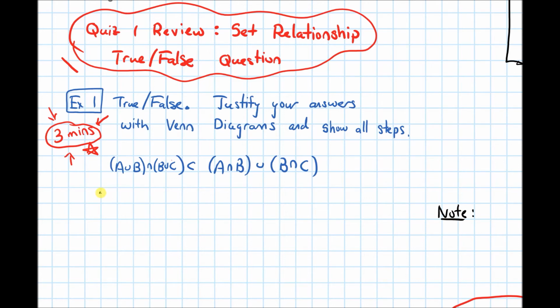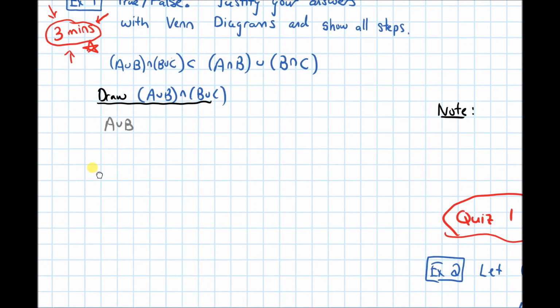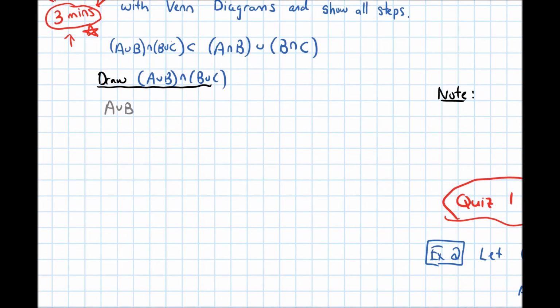So let's draw the sets on either side. So I'm going to draw A union B intersected with B union C first, the one on the left. So let's focus on each of the pieces. So let's do the A union B, the stuff in one of the parentheses. And I'm going to make a blank Venn diagram first and then shade in what I need to shade.